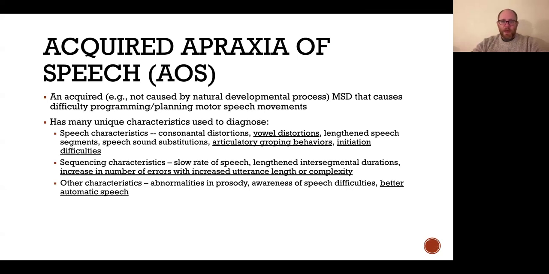Other characteristics outside of that: they may have abnormalities in prosody. They may have better awareness of their speech difficulties. Their automatic speech is better. If you think about something that is so highly ingrained in us as a society, for example, someone sneezes, you're going to say "bless you," or "God bless you," or whatever variant you grew up with. That is just so ingrained that people say it without even thinking. Someone with apraxia might not be able to say anything, and then someone sneezes and they can still say "God bless you." The reason for that is their automatic speech is better.